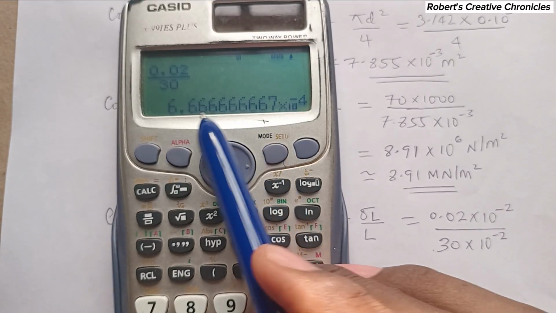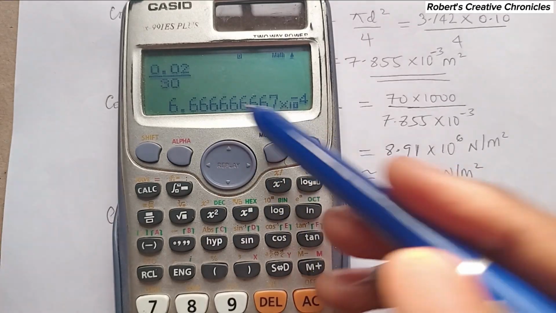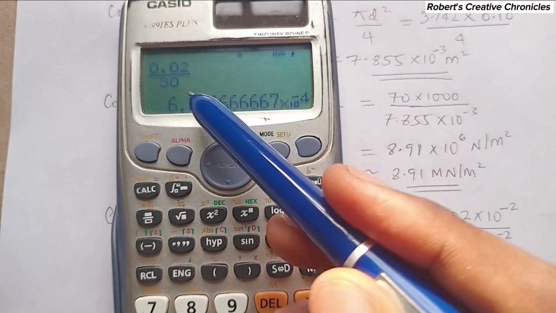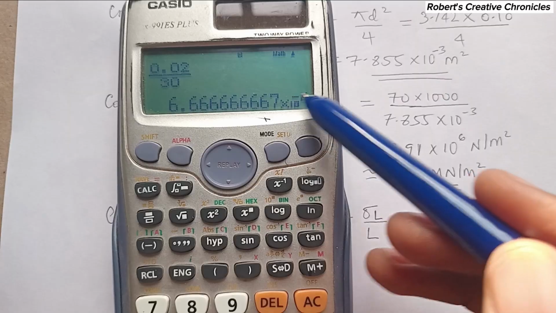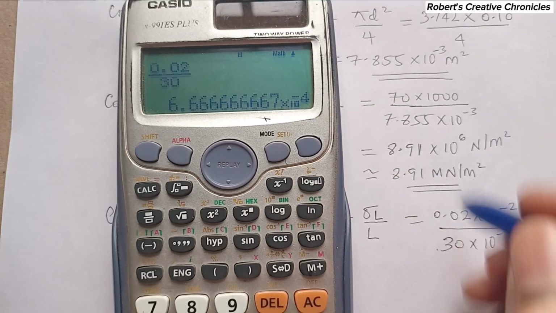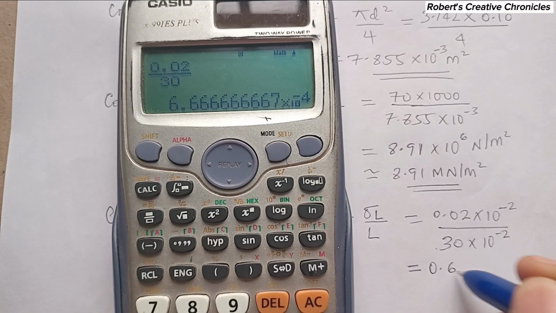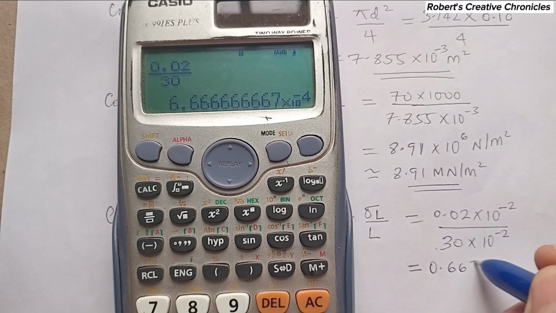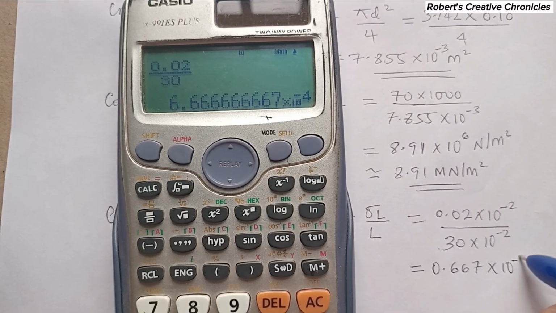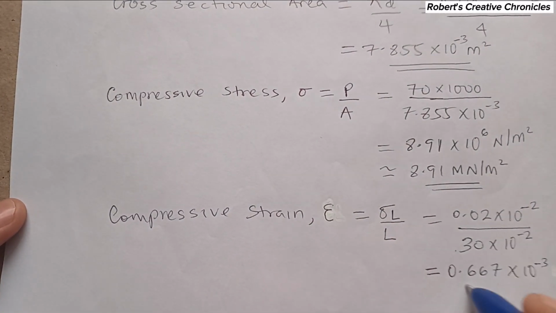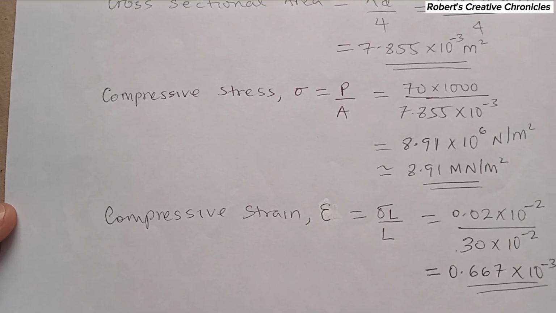So this is what? 6.66. So we'll just bring this here. When we bring it here, this one will be negative 3. So it will be 0.667 times 10 raised power minus 3. Since it's strain, it has no unit. So this is the final answer.